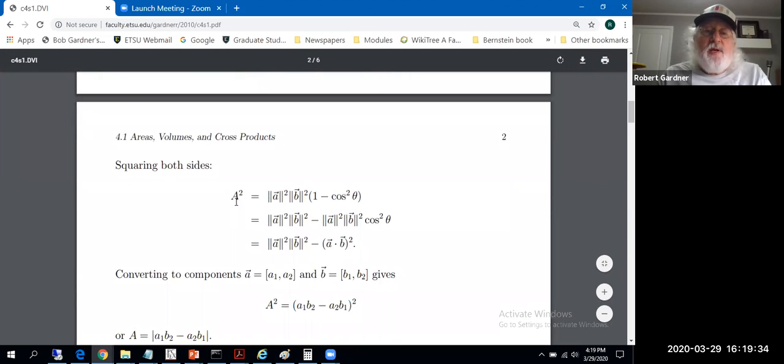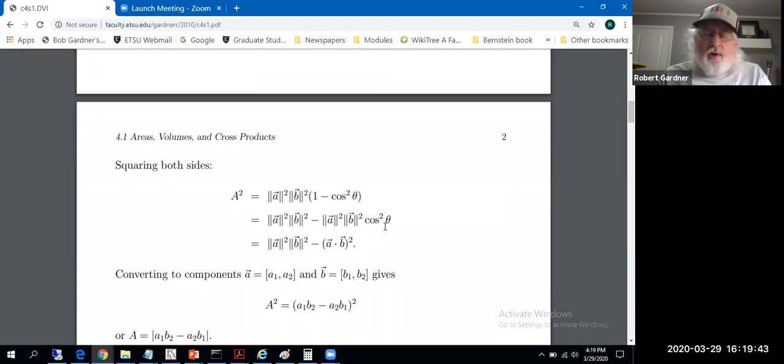Distributing, we get the area squared is norm of a squared, norm of b squared, minus norm of a squared, norm of b squared, cosine squared theta. If you'll recall from chapter 1, the dot product between two vectors was the product of the magnitudes of those vectors times the cosine of the angle between them. Or maybe this sounds more familiar: the cosine of theta, the angle between vectors A and B, was the dot product of A and B divided by the magnitude of A times the magnitude of B.